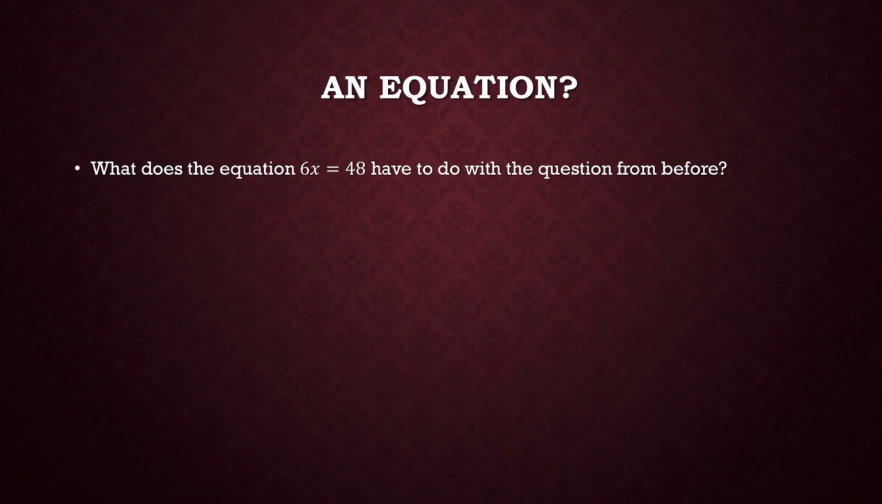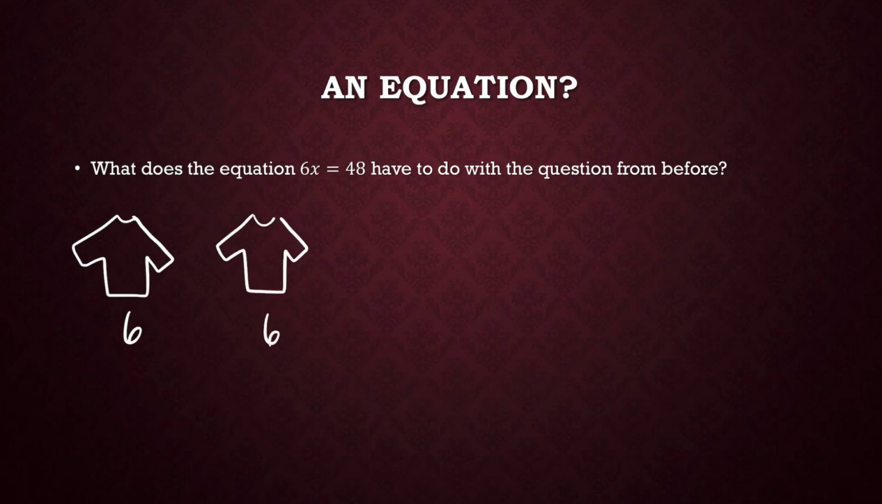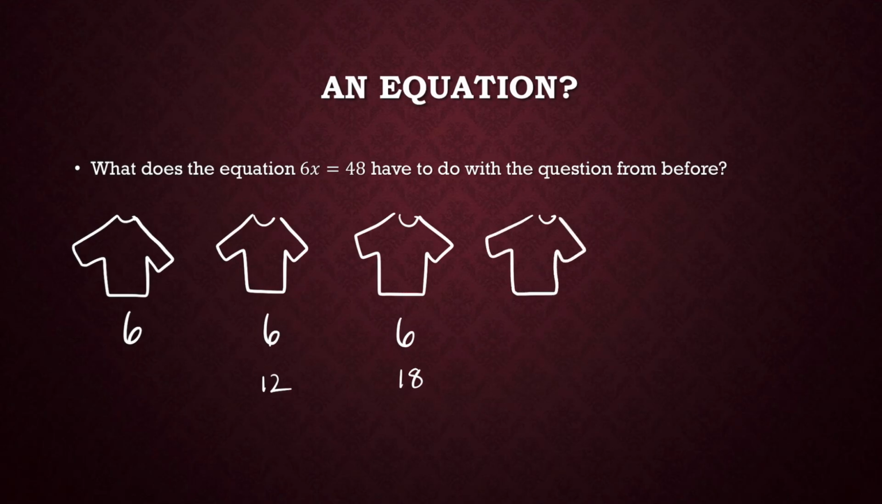What does the equation 6x equals 48 have to do with the question from before? So we know that each t-shirt costs $6. So let me actually do this in a pen. So here's my t-shirts. So this is $6. So let's just keep going. $6. $6. So this is 12, this is 18. I just keep going. That's another $6, which brings it up to 24 total.